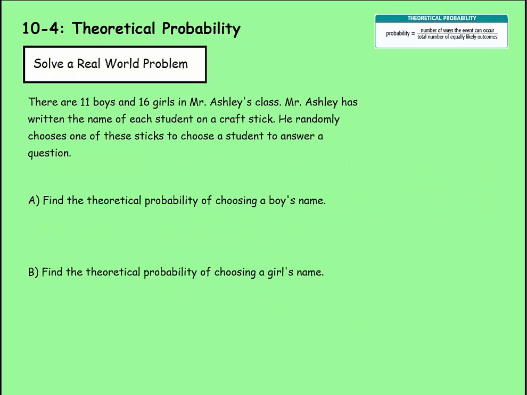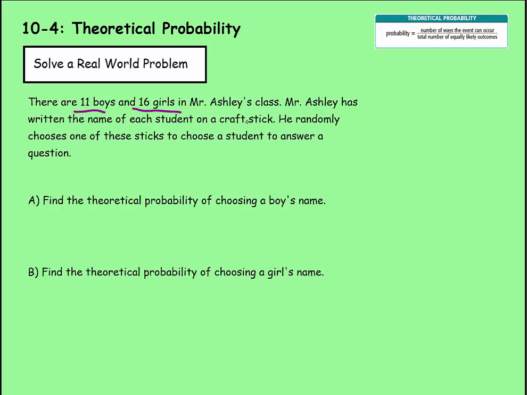Now we can solve this problem. There are 11 boys and 16 girls in Mr. Ashley's class. Mr. Ashley has written the name of each student on a craft stick. He randomly chooses one of these sticks to choose a student to answer a question. It says find the theoretical probability of choosing a boy's name.